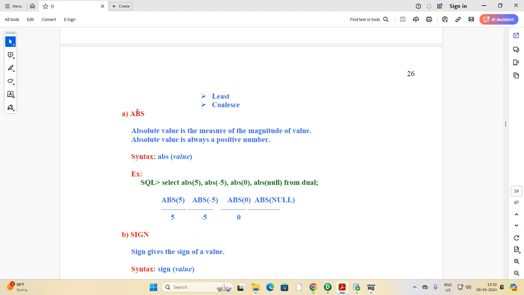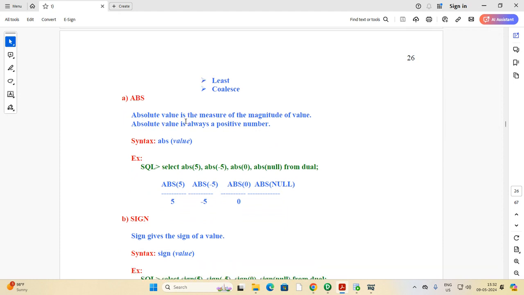Here we discuss the ABS. ABS is nothing but the absolute value, a measure of the magnitude of the value. If you are having select ABS of 5, it gives the absolute value 5. Here, ABS of null: null is not a value, so it gives a blank value. So absolute value is always a positive number.